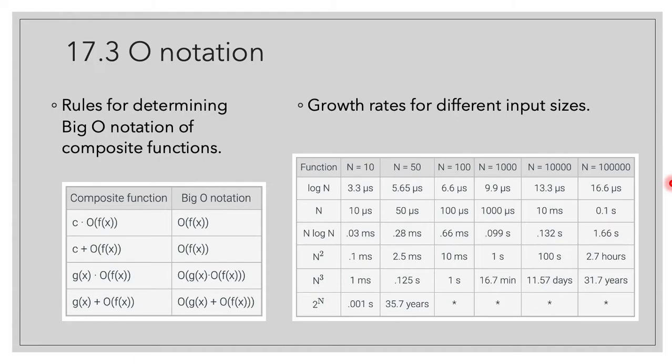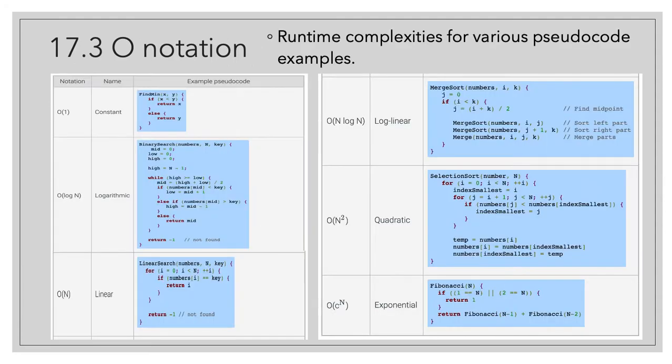So we have runtime complexities in pseudocode examples. In this case, you have big O notation 1, constant. This is basically the pseudocode that we'll be using. It goes on to log n, n log n, n squared, and c to the power n, exponential.